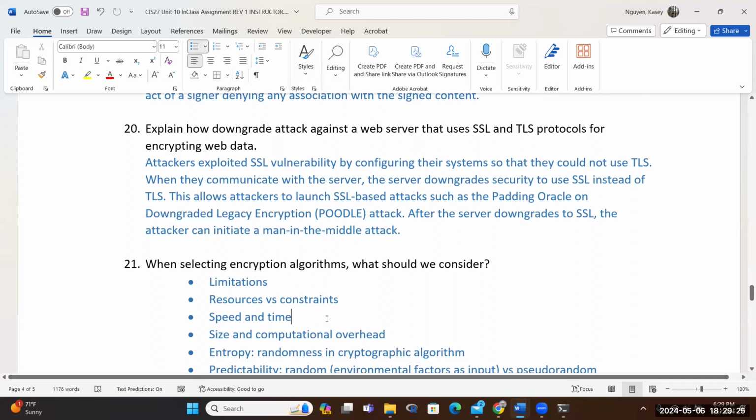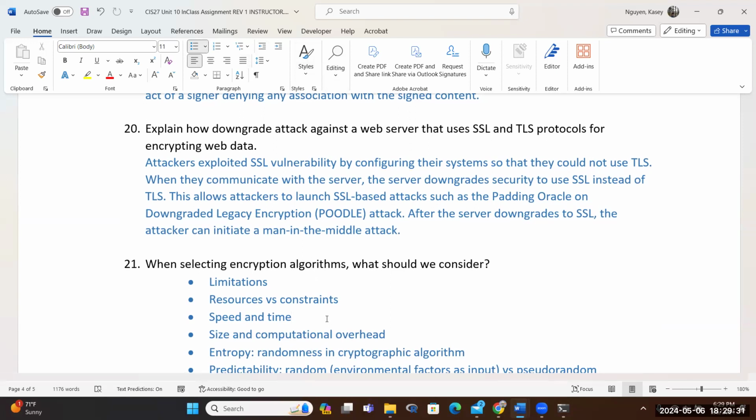Speed and time, very important. We learned that stream encryption is different than block encryption, and the larger the block, the longer it would take, with more performance requirements and resources. So resources versus constraints, speed and time, size and computational overhead, because it might not just be processing one time, it might be many times for many users. So for the implementation, you've got to make sure that it's adaptable or scalable for your infrastructure or your systems.